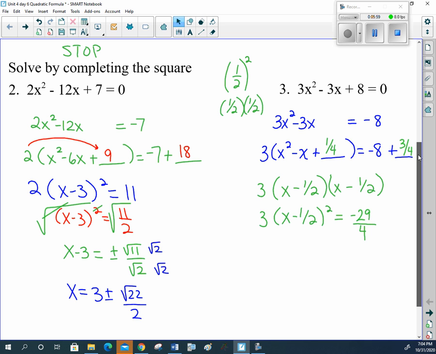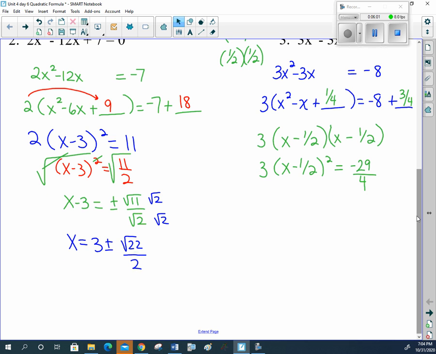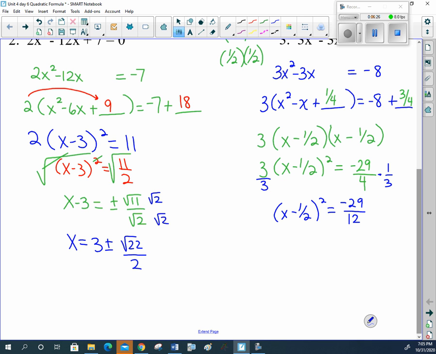Okay, now we're going to continue to solve this. So I'm going to divide by 3, and since I've already got a fraction on the right-hand side, remember, dividing by 3 is the same thing as multiplying by 1/3. So when you divide by 3, you're really putting the 3 in the denominator over here. So you've got x minus a half quantity squared equals -29/12.